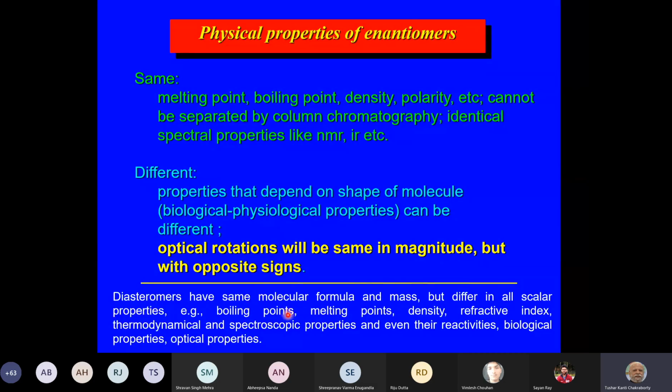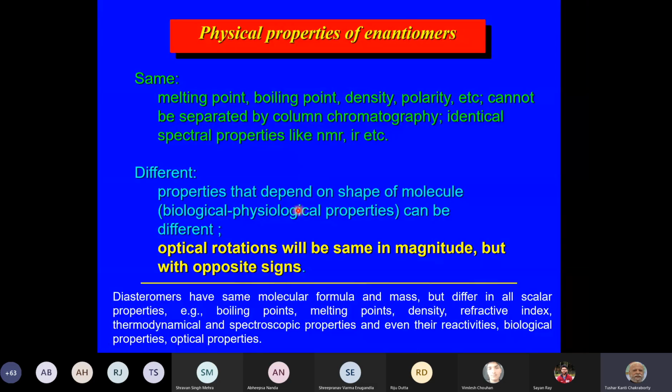Whereas diastereomers can have different physical properties also. Of course, they have the same molecular formula and the mass, but differ in all scalar properties like boiling points, melting point, density, refractive index, thermodynamical and spectroscopic properties, and even their reactivities, biological properties and optical properties, and so on.